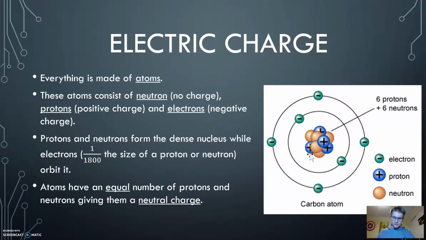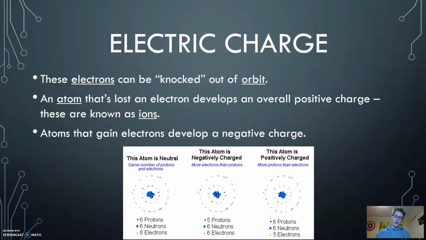The thing with electrons is that electrons can be removed from an atom. If you remove an electron, that changes the atom's charge. So I'm going to move on to the next slide here to further explain this. Electrons can be knocked out of an atom's orbit. If an atom loses an electron, then it becomes positively charged because it has more protons than electrons. If it gains an electron, it's going to be negatively charged because it's got more electrons than protons. So again, this is revision from last year, but you should remember, if it's got more protons, that means it's more positive. If it's got more electrons, that means it's more negative.